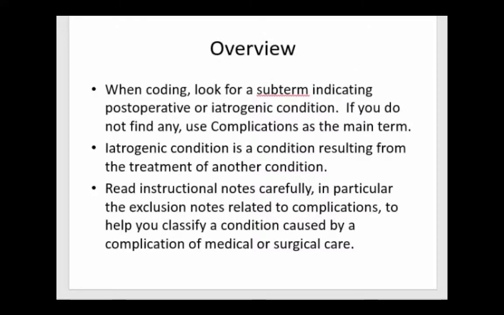When you're looking for a subterm that indicates a post-operative or an iatrogenic condition, you may or may not find any subterms. If you don't, then start using complications as your main term, and then start looking at the subterms under complications to help you find these codes. An iatrogenic condition is a condition that results from the treatment of another condition. So there's two things going on there.